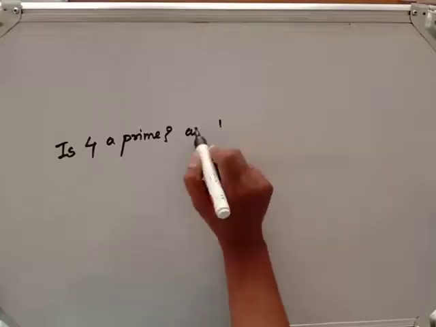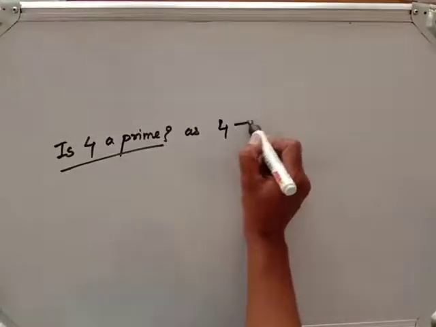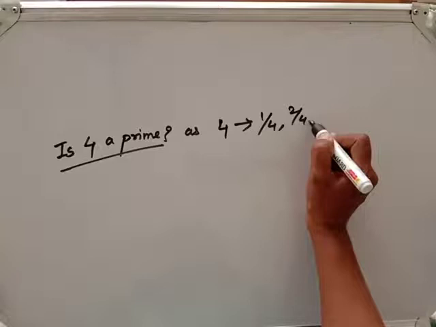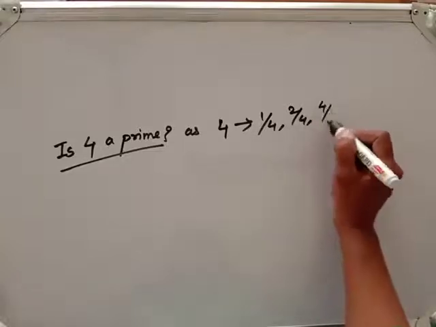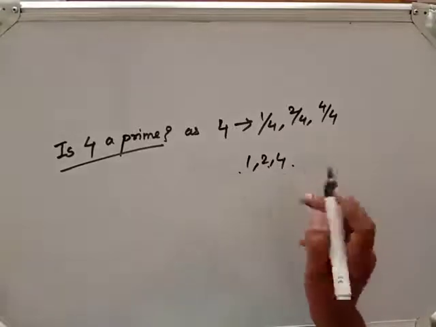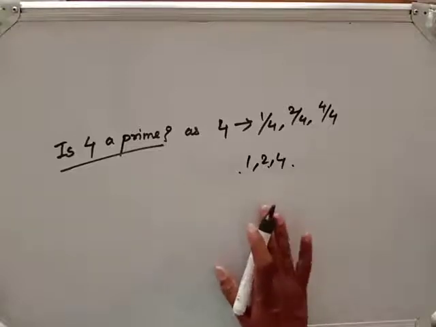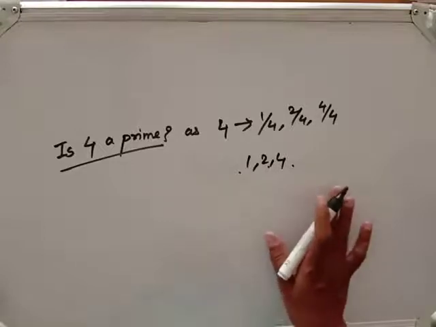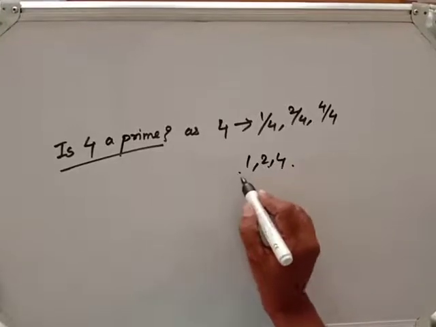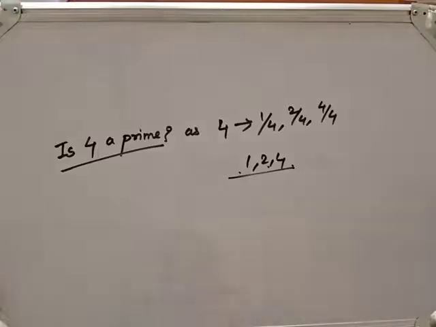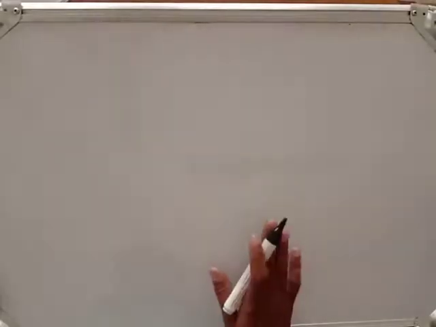What are the divisors of 4? You know 1 divides 4. 1 divides each and every number. 2 divides 4. 3 does not divide 4, but 4 divides 4. So the divisors of 4 are 1, 2 and 4. But our definition says a prime integer is a positive integer which has only 2 positive divisors. Here it has 3 positive divisors, so it is not a prime number. For a prime we need only 2 positive divisors.